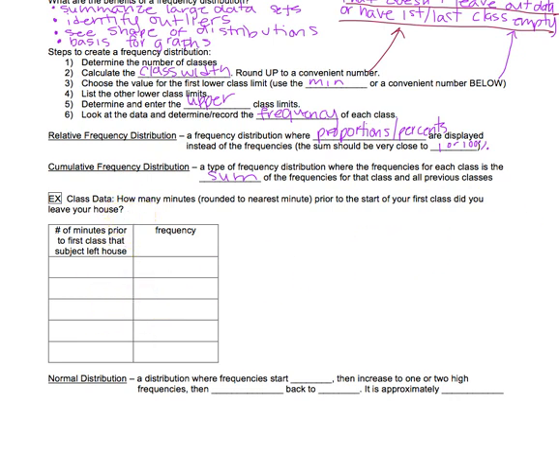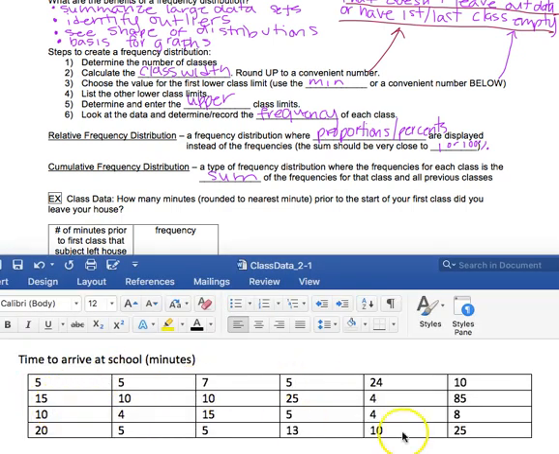So on a particular day, if your first class started at 7:55, how many minutes before 7:55 did you leave your house? If your first class didn't start till 9 o'clock, how many minutes before 9 o'clock did you leave your house? So that's what I had asked, and this is the data that I had collected.